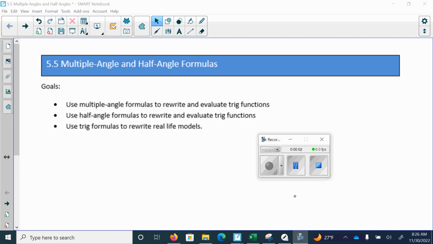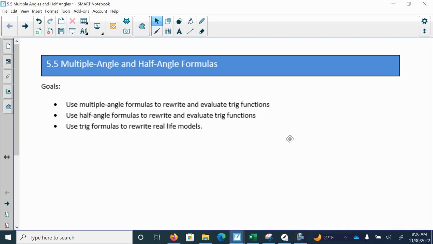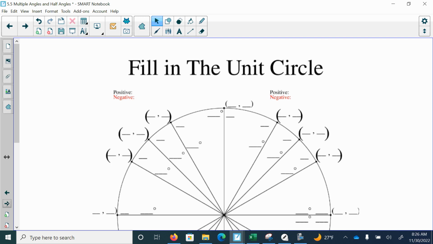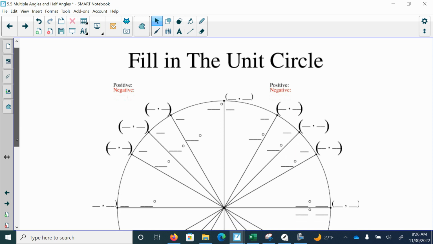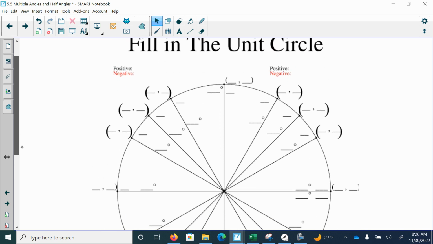Hello, this is Mrs. Ward, and I am going to go over the notes for section 5.5, the multiple angle and half angle formulas. So this is going back to trig as we promised, and when we go back to trig, just a reminder, I'm giving you a blank unit circle. You probably want to fill that out. If you somehow forgot those values, you're going to have to go back and relearn them, rememorize them, do whatever.